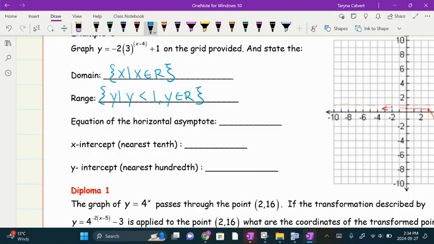So the equation of the horizontal asymptote, so the equation is y equals 1. It's always your k value, right? Y equals your k value, because that will be where the asymptote is.